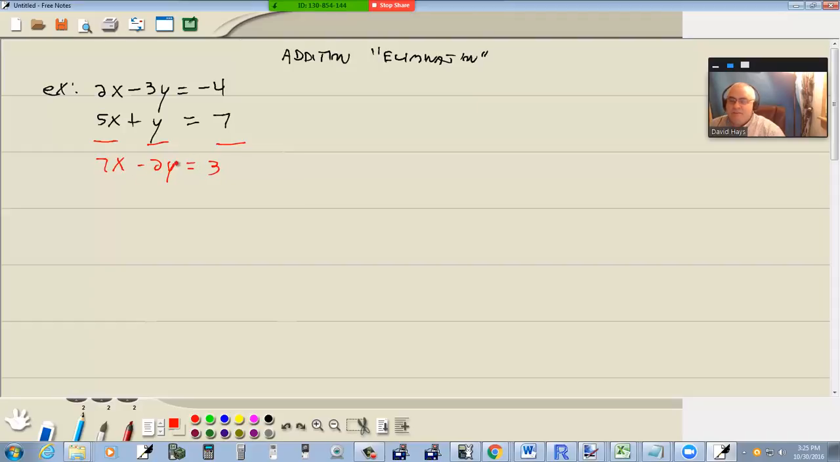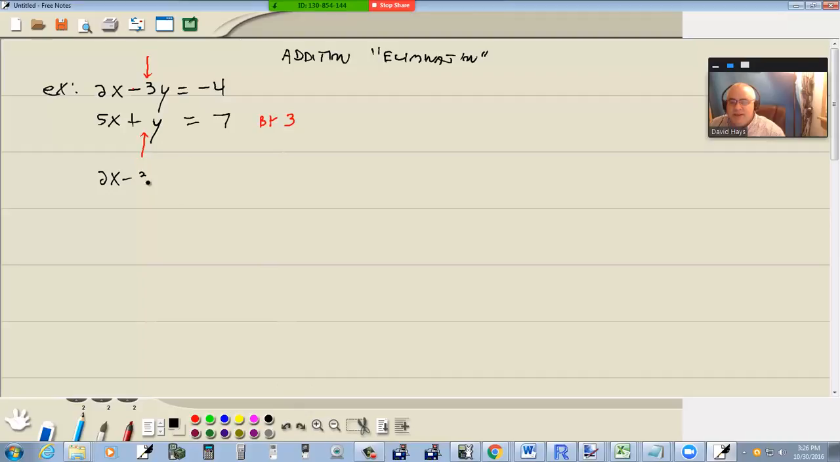Well, there's no variable eliminated, so we have to do something before we can add them. In order for them to be eliminated, they have to have the same number in front of them. Like on the y here, notice this has a 3. We also need to have a 3 here. And they have to be different signs. Well, they're already different signs. This one's a negative, this one's a positive. So what we're going to do is we're going to multiply our second equation by 3 in order to get the same number here.